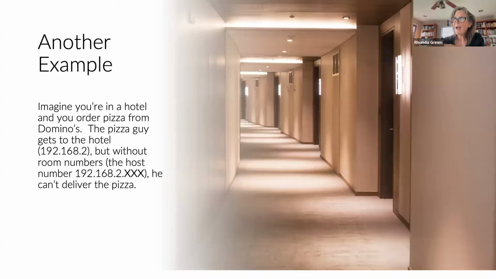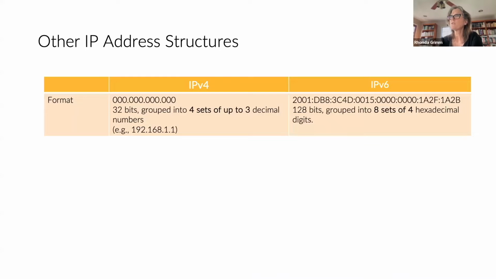So without the host number, the host address, you can imagine chaos would ensue. Imagine you're at a hotel and you order pizza, and the pizza guy gets to the hotel, which is at the address 192.168.2, but without room numbers, he has no idea where to deliver the pizza. So room numbers in this case are the host address.